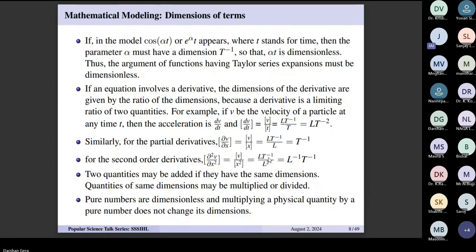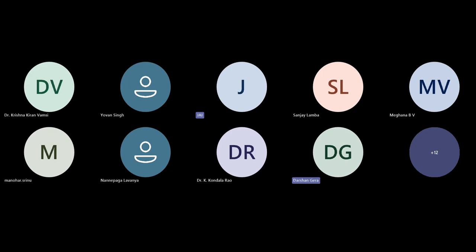Similarly, how do you find the dimension of any derivative? If you want to learn this, then you go to the definition of the derivative. What is the derivative? The derivative is the limiting value of some ratio, right? Like dv over dt is nothing but the limit as delta t tends to 0 of delta v upon delta t. So it is just the ratio delta v upon delta t, but it is the instantaneous ratio. So for the dimension of dv over dt, you have to find the dimension of v upon the dimension of t. So this is LT^-2.